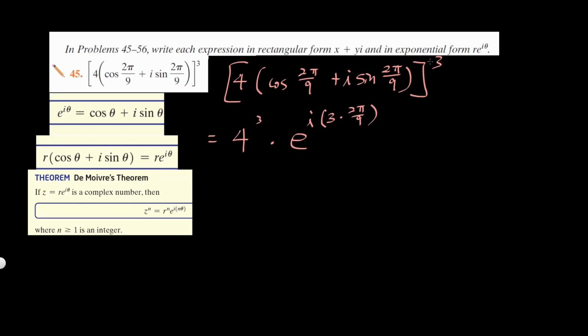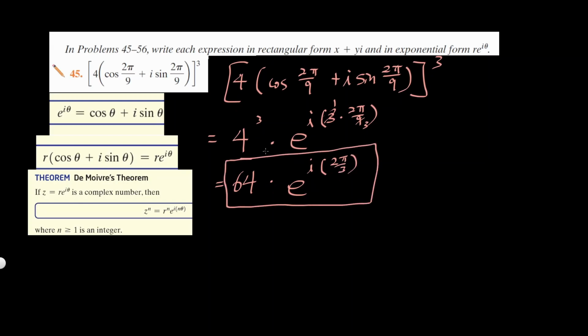So I'm going to change to exponential form first. 4 cubed will be 64, and then e to the i power times 3 cancels with 9, 3 times like that, 2 pi over 3. So this is the answer for exponential form. Let's change to rectangular form.